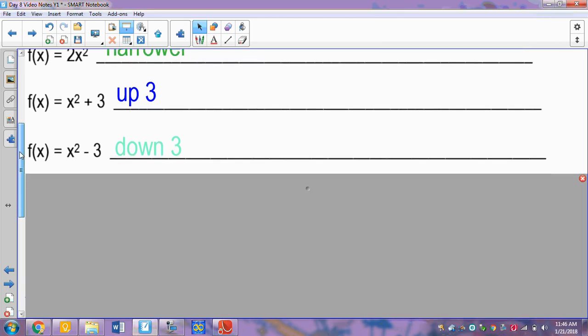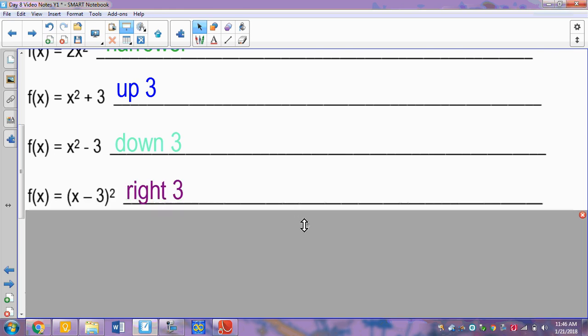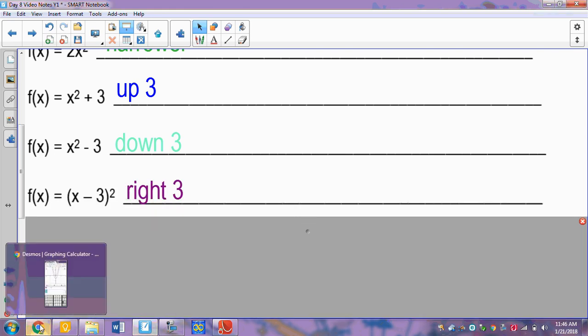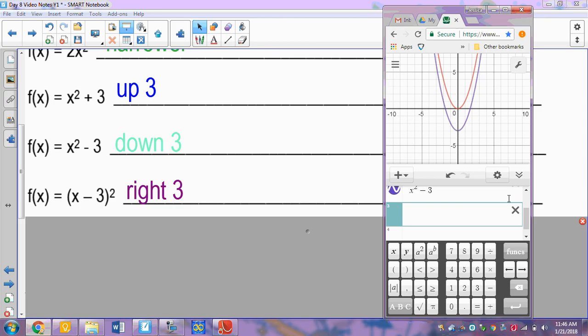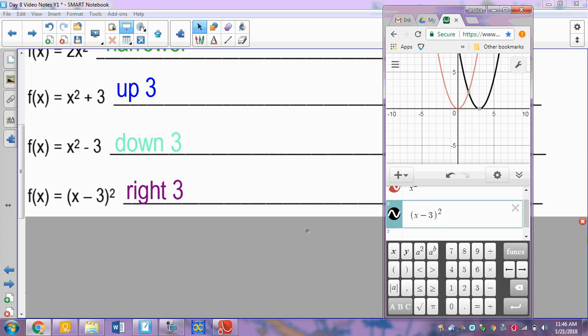Next, we're going to graph, in parentheses, x minus 3, squared. Okay, so I'm deleting my function, retyping x minus 3, going outside the parentheses, and typing in squared. How did this change? It moved to the right 3. Again, I'm basing this on the vertex, so it moved right 3.